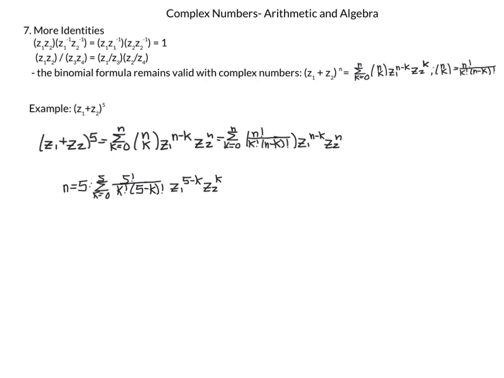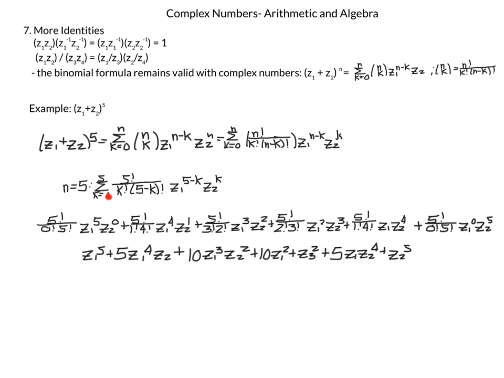But I will show you an example of how to use it. So let's say you have z1, z2, and you want to raise it to the fifth power. In this case, n is equal to 5. So plugging n equals 5 into this formula here, we're going to get the sum from k equals 0 to 5 of 5 choose k, which is 5 factorial over k factorial times 5 minus k factorial, times z1 to the 5 minus k and z2 to the k. Now we just need to do the summation.